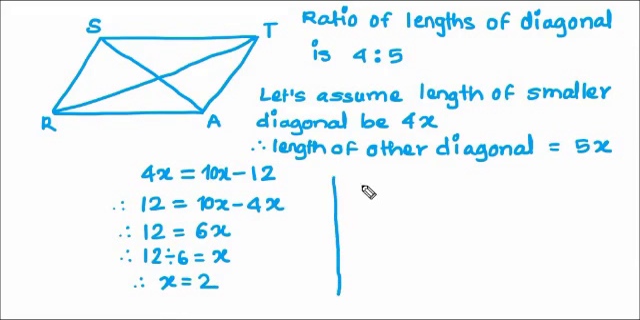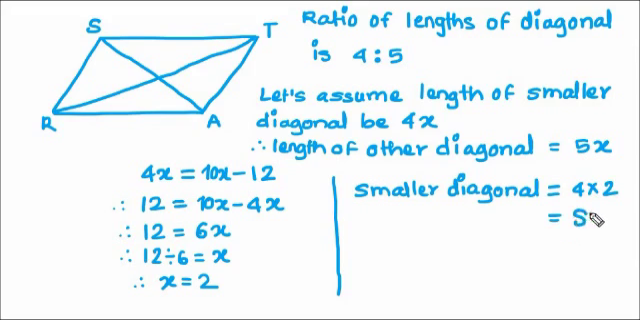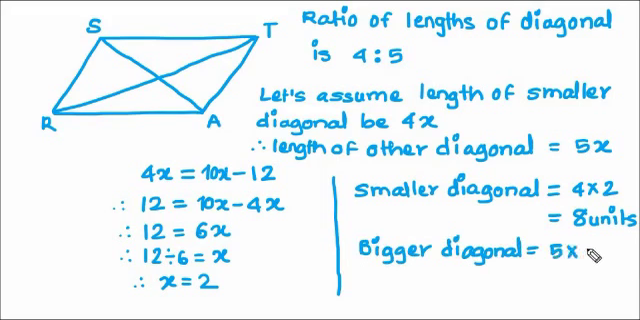The smaller diagonal is 4 times x, so 4 times 2, 8 units. And the bigger diagonal is 5 times x, that is 10 units. Let's take another sum.